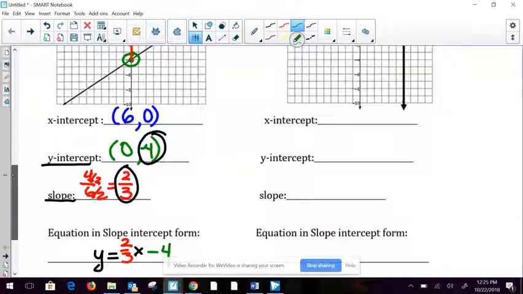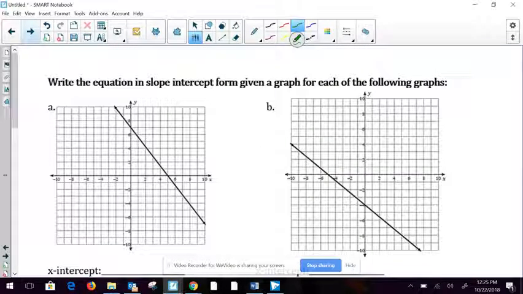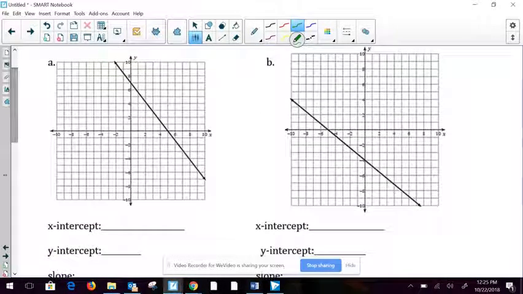Let's try another. I think I'm going to skip that one for right now, and we're actually going to go to the next page. Let's look at letter A on the back side. So again, if I look at my line, I'm looking at where it crosses the x-axis. So in this situation, it crosses at (5, 0). Now I'm going to look at where it crosses the y-axis for my y-intercept. And here, it's kind of hard to see, so I'm going to count up, and that's okay. 1, 2, 3, 4, 5, 6, 7. So it crosses at (0, 7).